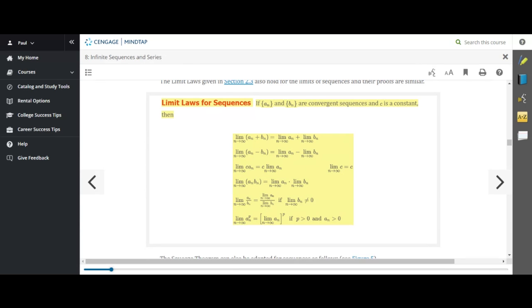Are there any questions on these limit laws? We'll look at some examples, but are there any questions? All right. Hopefully they're intuitive to you.